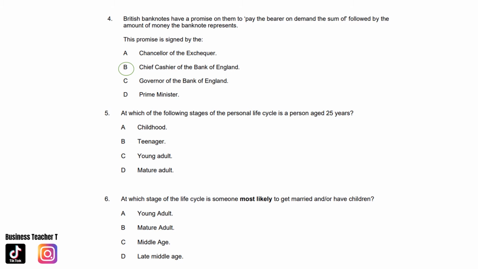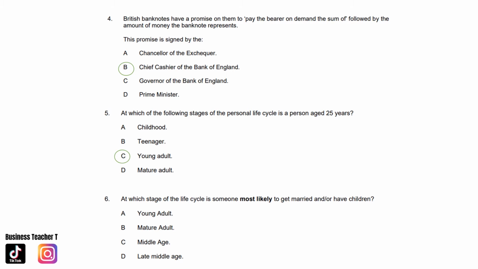Question number 5. At which of the following stages of the personal life cycle is a person aged 25 years? Is it A. Childhood, B. Teenager, C. Young adult, or D. Mature adult? And the answer is C. A young adult.